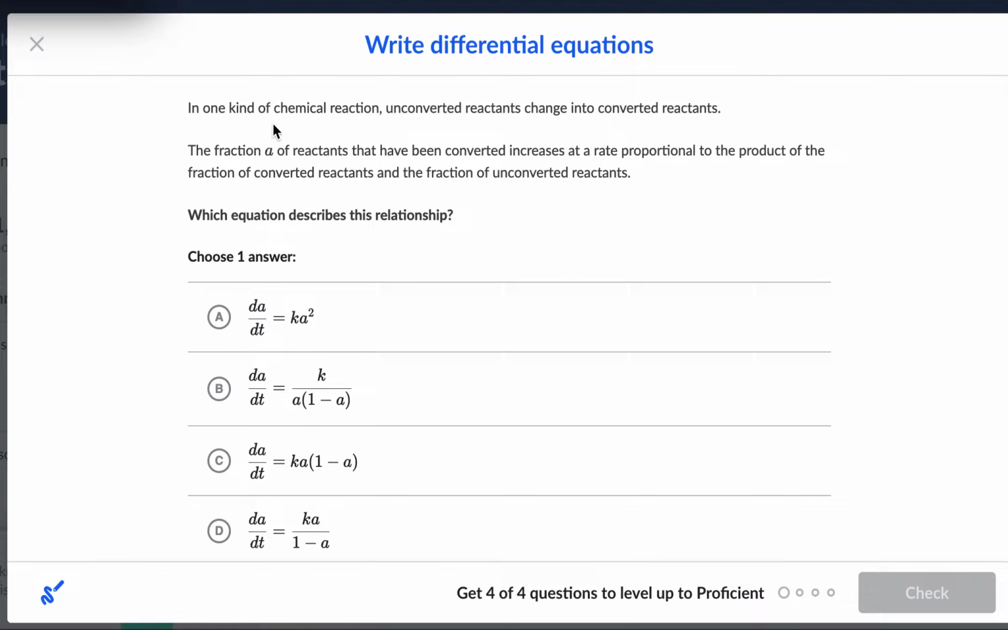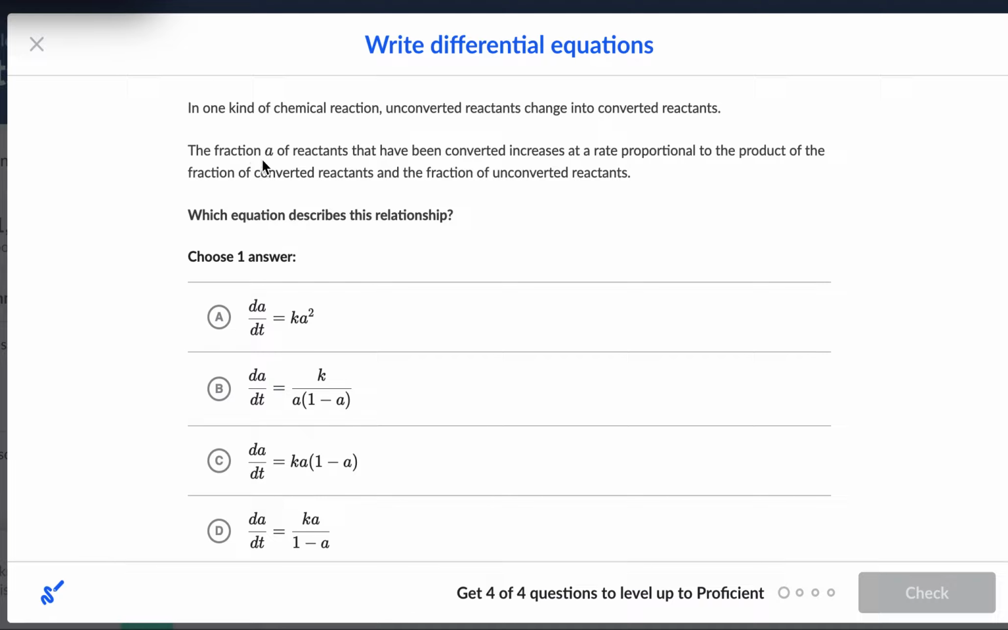So you can describe many things in the real world as a relationship between rates of change and things that govern those rates of change. So here's an example. In one kind of chemical reaction, unconverted reactants, whatever they may be, change into converted reactants. Okay, that makes sense from chemistry. I think I know that.